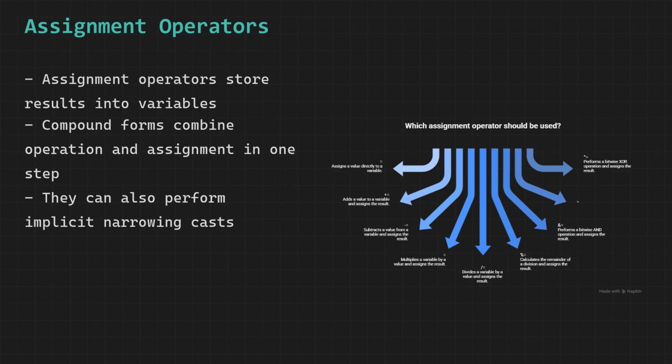Assignment operators also follow right-to-left associativity. When you write a = b = c = 5, Java evaluates from right to left. First c = 5, then b = c, then a = b. All three variables end up with the value 5.